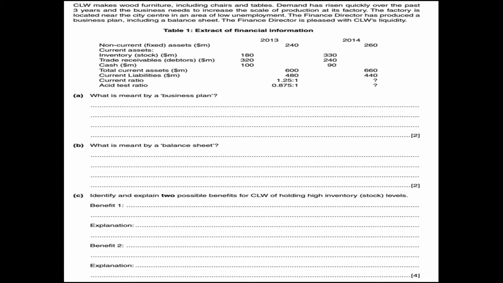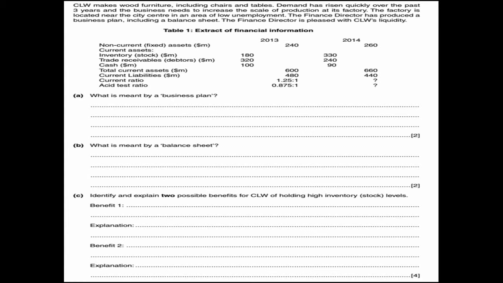This is a paper 1 style. So we have a context. We call this a context. CLW makes wood furniture, including chairs and tables and so on. If you notice, A is a what is meant question. You have like 4 lines, 2 marks. Then part B, what is meant by balance sheet. See here, for example, they are testing your knowledge again. It might be identify two factors or identify two reasons. So it depends, but it will test your knowledge or your application.